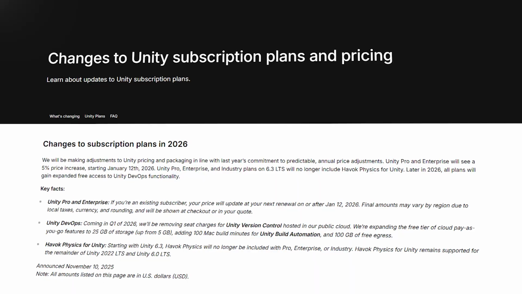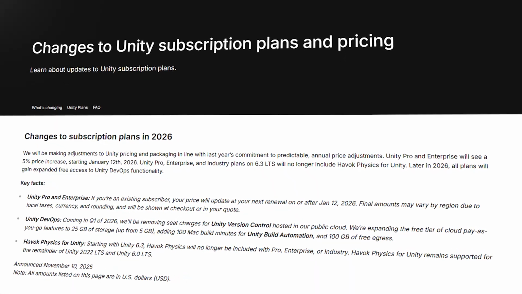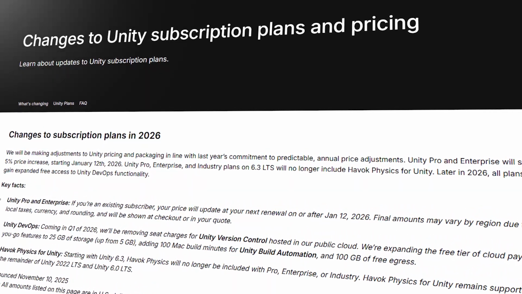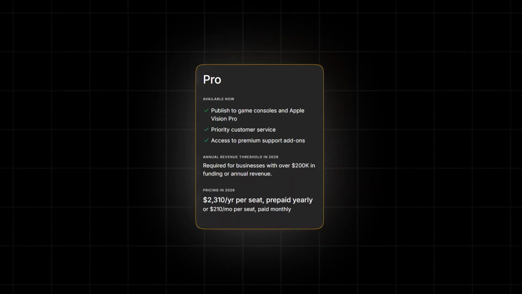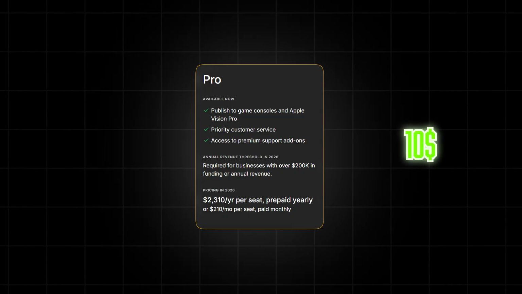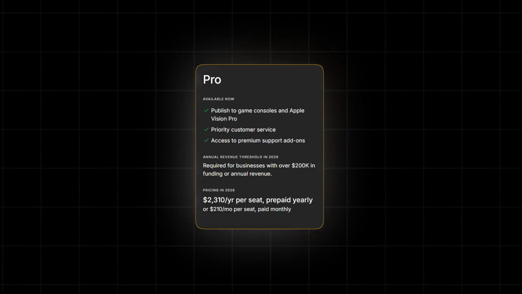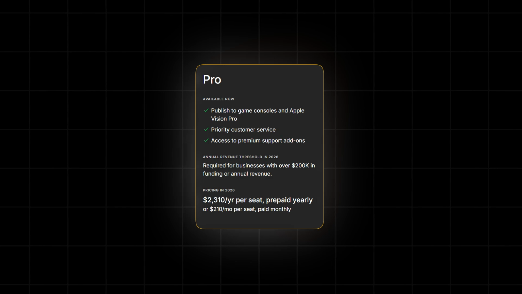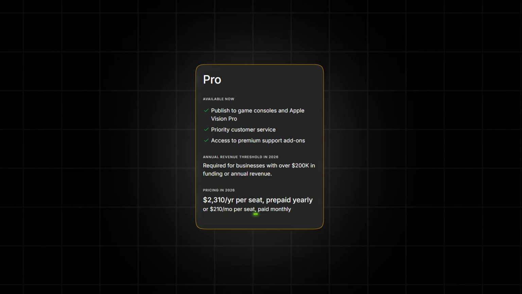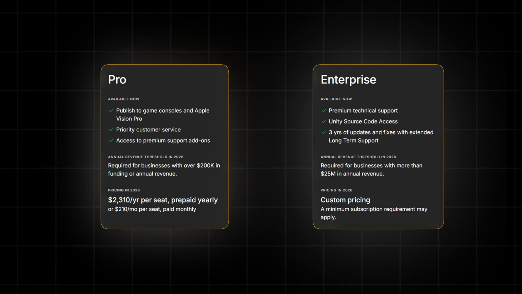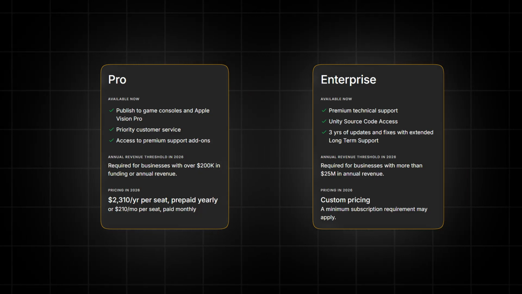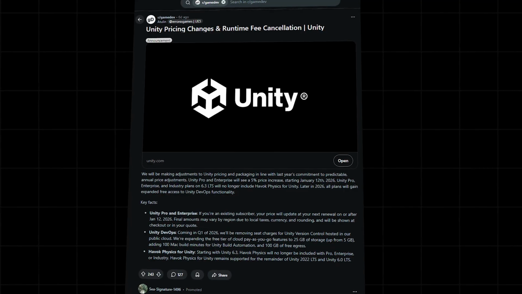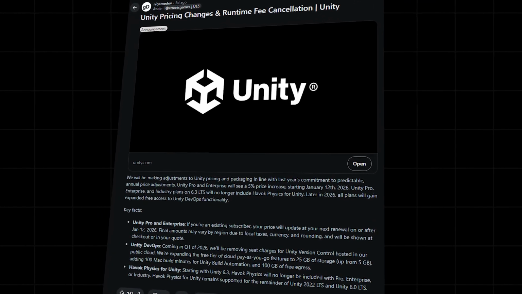So Unity recently announced that they are raising prices on its paid subscriptions, specifically the Pro and Enterprise plans, by about 5% starting in 2026. For Unity Pro users, this works out to roughly an extra $10 per month, so the annual rate is jumping from around $2,200 to about $2,310 per seat, that is per year, and from $200 to $210 if paying month to month. Enterprise plans, which are custom negotiated for big studios, are also going up by about 5%. So this varies from studio to studio. These changes were officially announced recently and will take effect after January 12, 2026.